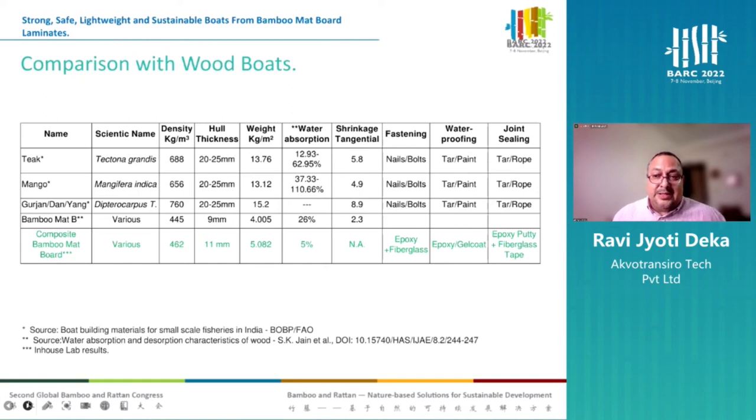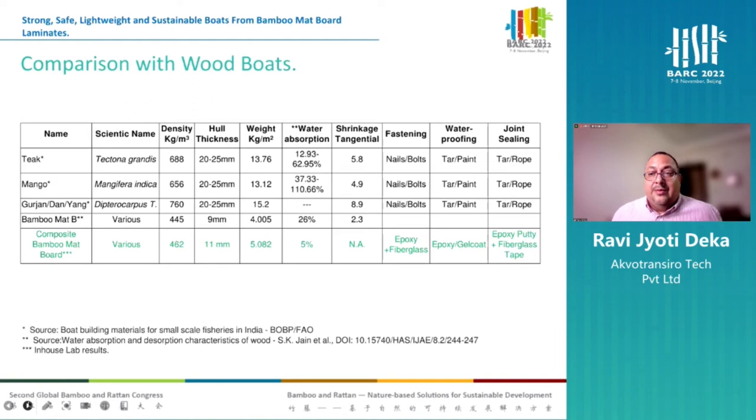Another important part is traditional wooden boats. The plank thickness is between 20 to 25 millimeters, and the frames are much, much thicker. Our hulls are only 11 millimeters thick, so the effective weight per square meter is lower, with much higher strength than traditional wood. Where we have 13.76 kilograms per square meter in teak, or over 15 kilograms per square meter in Gurjan, our weight is only 5 kilograms per square meter.